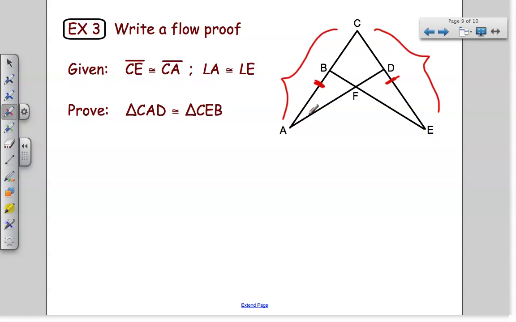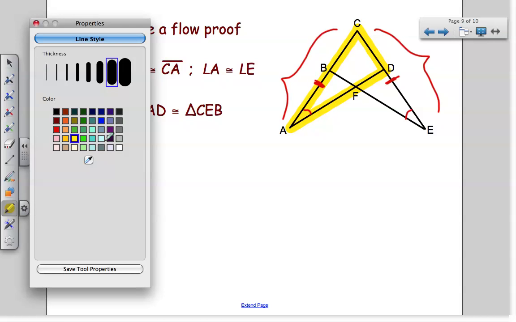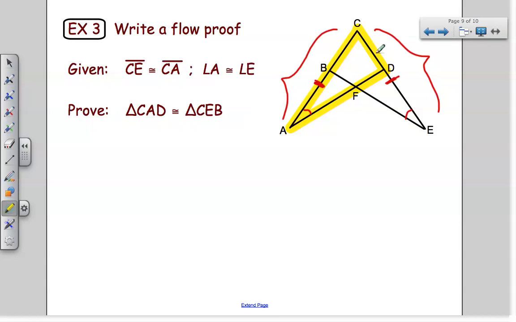I also know that angle E and angle A are congruent. Angle A congruent to angle E. I'm trying to prove triangle CAD is congruent to triangle CEB. Because these overlap, I'm going to highlight again. Triangle CAD, C to A to D. So this is the triangle I'm looking at. And then triangle CEB, C to E to B. So this is my second triangle.